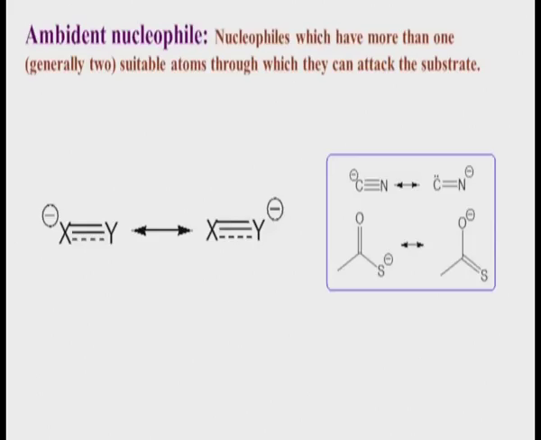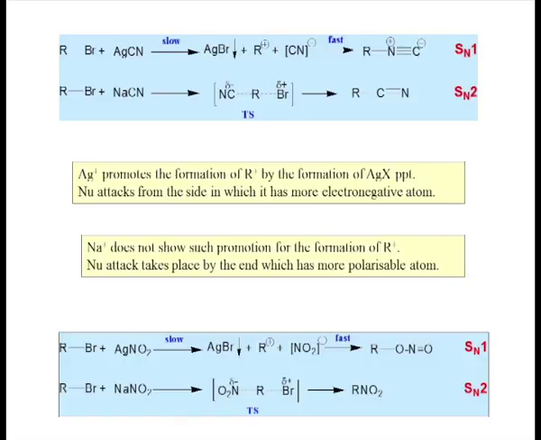And I will show you a very nice example where we can control the attack either by carbon or by nitrogen by changing the environment or putting some catalyst. Look at this. RBr treated with silver cyanide. This is very much a carbon-nitrogen bond related problem. Alkyl bromide treated with silver cyanide, you get a slow process. Any alkyl bromide, methyl bromide, ethyl bromide, etc., treated with silver cyanide, AgCN.